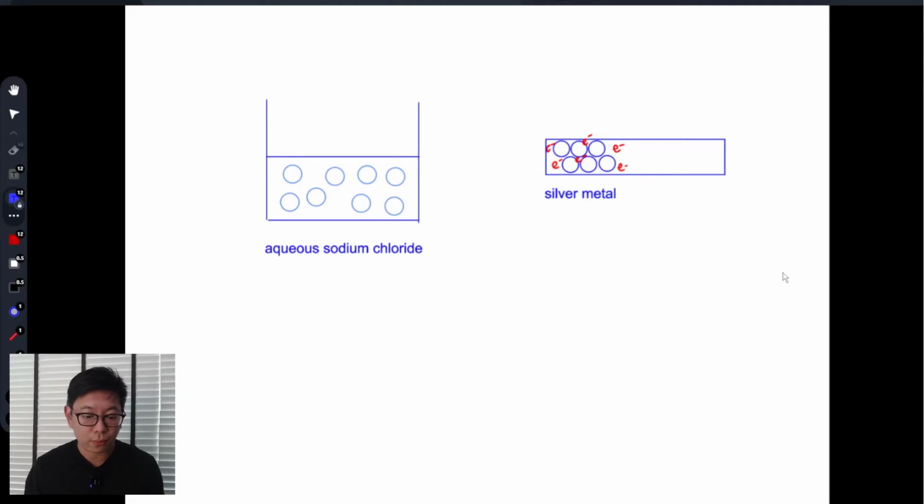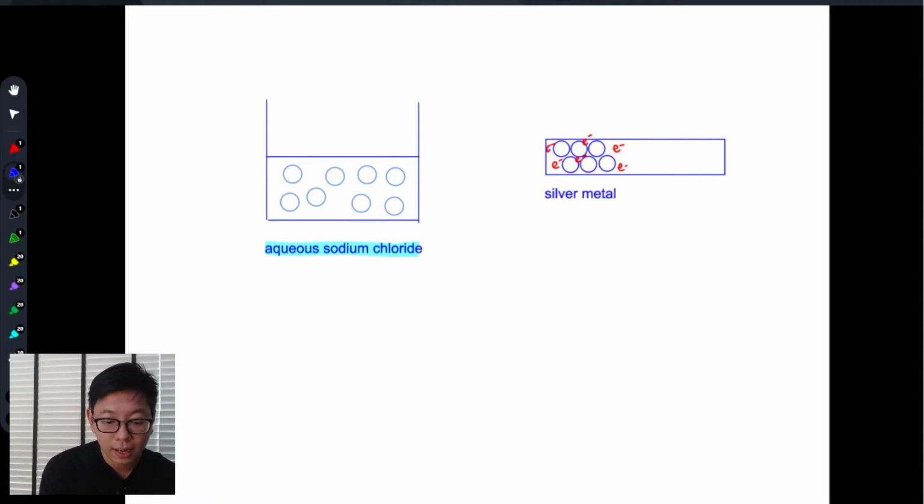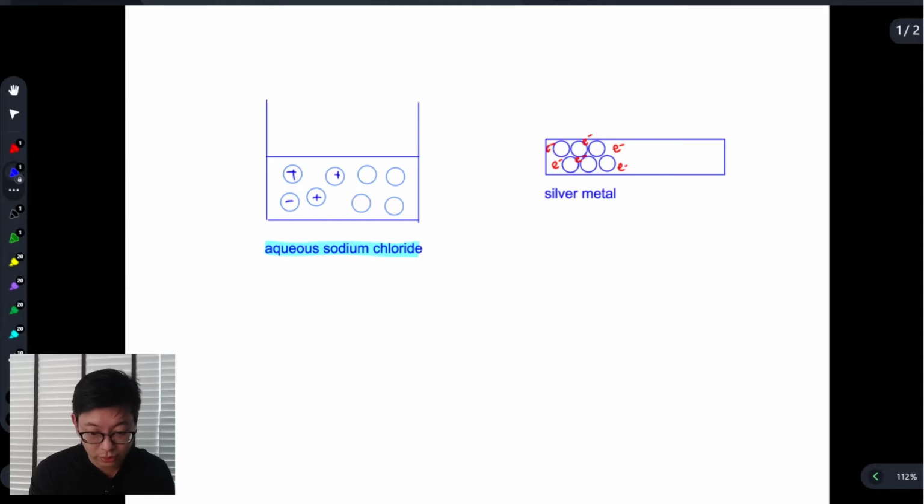Okay, so here what I've done is I've already drawn two setups, or rather two diagrams. On the left, you see your aqueous sodium chloride, and in aqueous sodium chloride, you basically will have sodium ions and chloride ions. And it's the presence of these free-moving ions that will allow electricity to be conducted. So plus, minus, plus, minus, plus, minus.